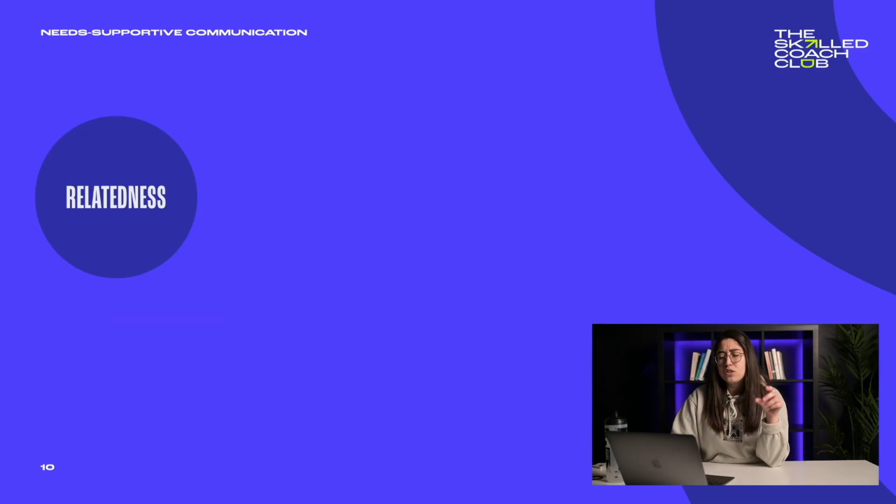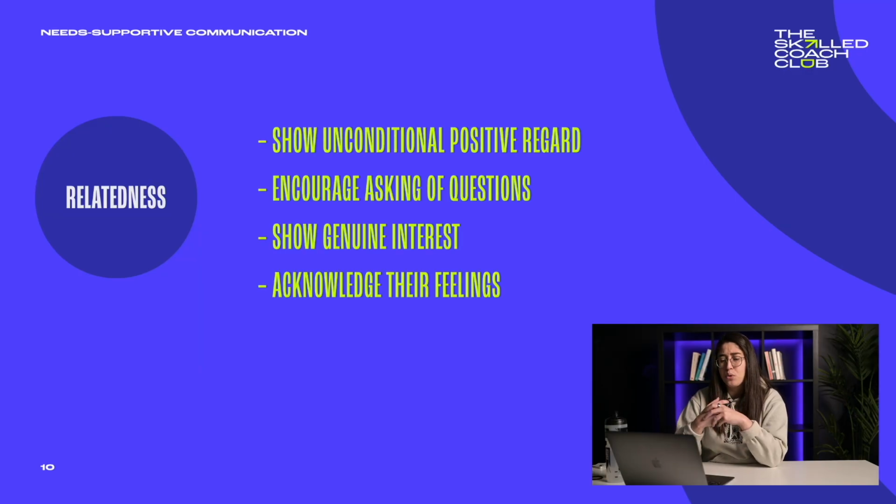Okay, now the final psychological thing that we need to keep in mind is relatedness. And this is that idea that the client needs to feel a sense of belonging, they need to feel connected to us, and that is super important. Now, the way that we communicate with our clients is an amazing way to either increase relatedness or undermine it. So here are some of the things that we want to be doing in our conversations to make sure that we can have that strong relatedness.